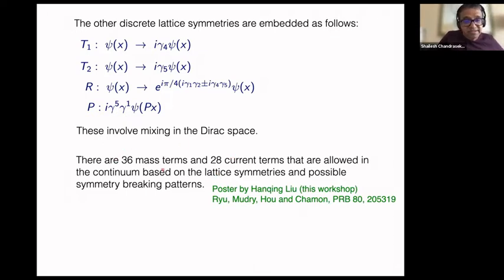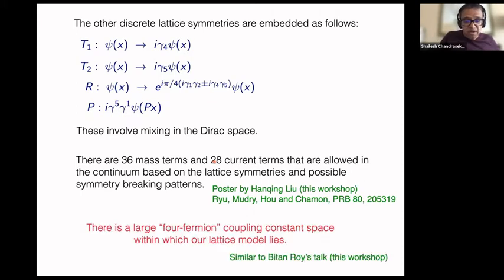So there are apparently 36 mass terms, which was also discovered earlier in this work by condensed matter theorists. And then he says that there are also 28 current terms, which I still have to verify, but I've begun to trust Hanqing in some of these calculations. They are pretty robust. So clearly there's a whole bunch of 4 fermion coupling constant space.